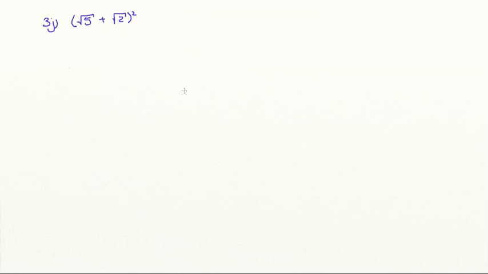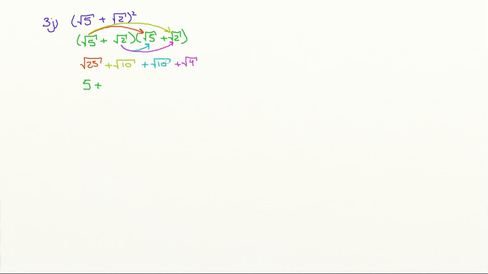3j, root 5 plus root 2 squared. Okay, remember the square belongs to everything in there, so it is not root 5 squared plus root 2 squared. I actually have to rewrite this and FOIL it. Root 5 times root 5, root 5 times root 2, root 2 times root 5, root 2 times root 2.